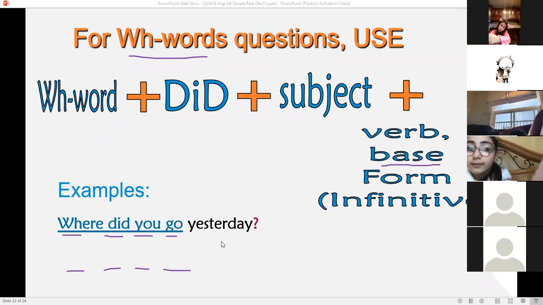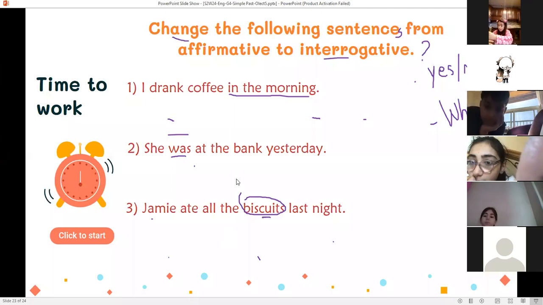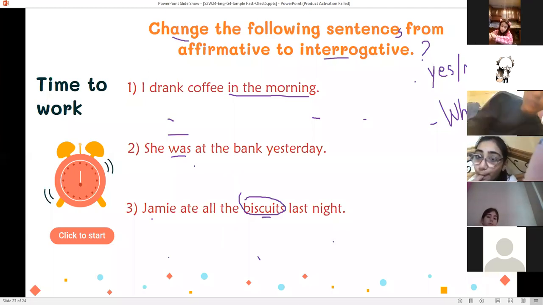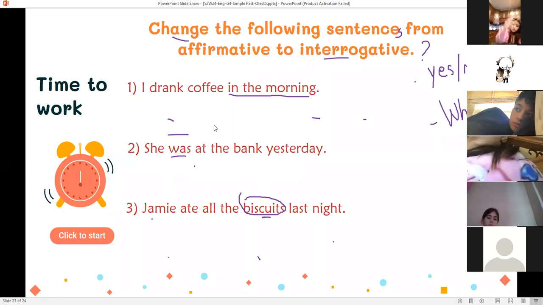Okay, where did you go yesterday, for example, or when did you come? When did you come? At what time? It's like they're asking about the time. Yalla, let's continue. Let's do some practice. Now I have Lama. Lama, you will do the practice. Yalla Lama. Change the following sentence from affirmative to interrogative. 1. I drank coffee in the morning.